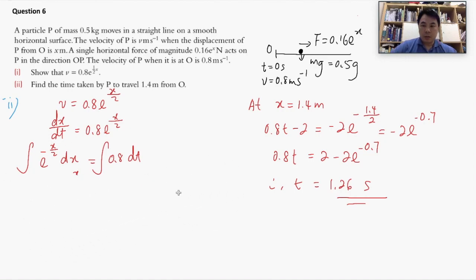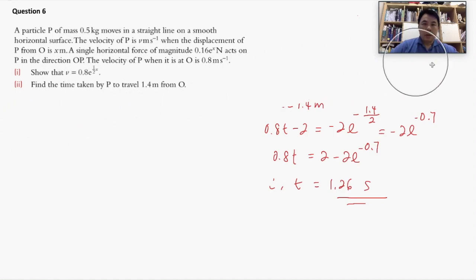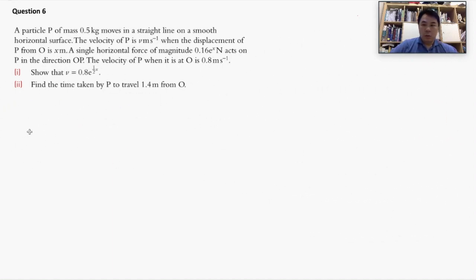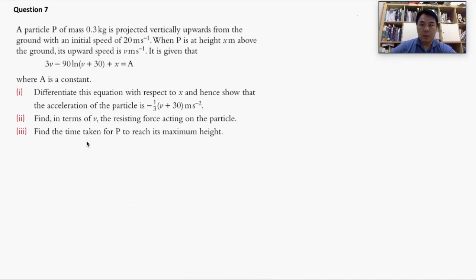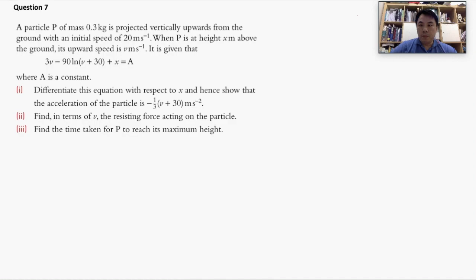Okay, so I'm going to clean this up. I'm going to go to the next question, 7. A particle P of mass 0.3 kg is projected vertically upward again from the ground with the initial velocity of 20 meters per second. Now you get used to how the questions have been phrased.